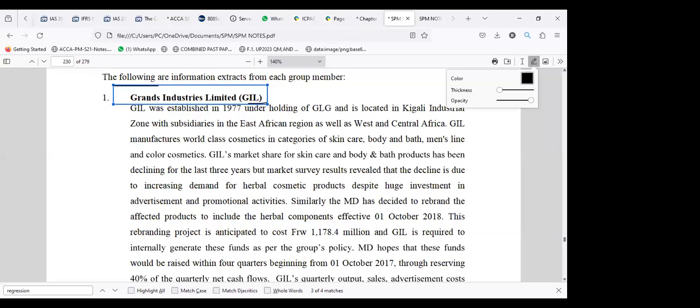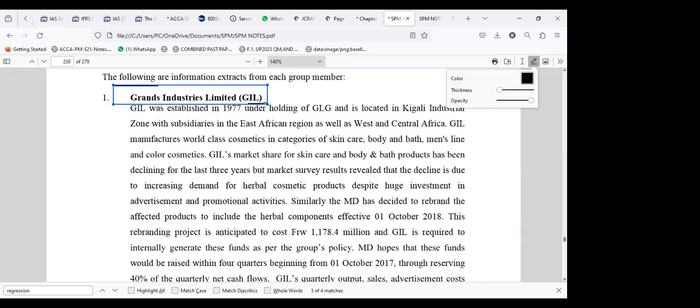GIL market share for skin care and body and bath products has declined for the last 3 years. But market survey results reveal that the decline is due to increasing demand for herbal cosmetics products despite huge investment in advertisement and promotion. Similarly, the MD has decided to rebrand the affected products to include herbal components effective on 1st of October 2018.